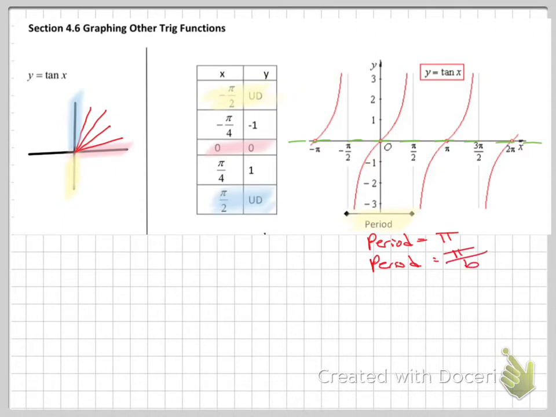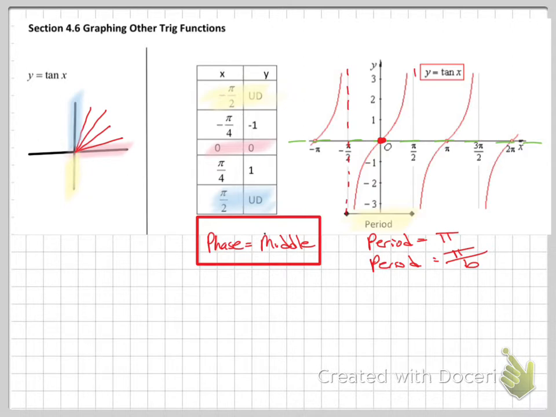The middle of tangent is on the green line. So the phase is going to be the middle, which is a huge change from sine and cosine. And then you can see that the asymptotes, that's what the computer's little gray lines are. Those are the asymptotes. Well, the middle of that means that the beginning is going to be an asymptote.